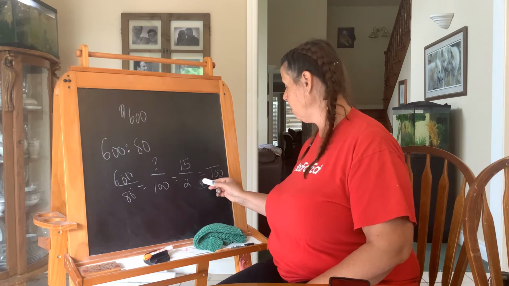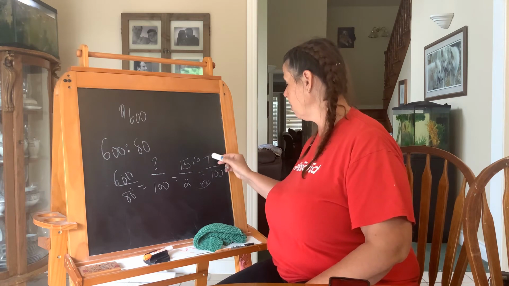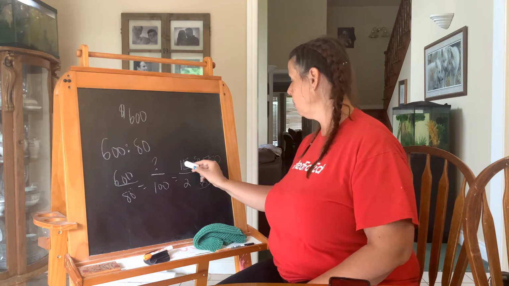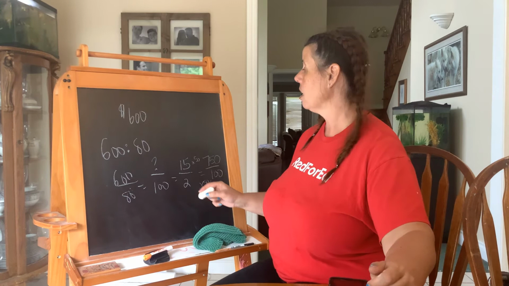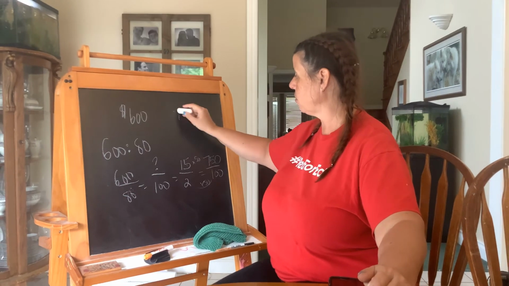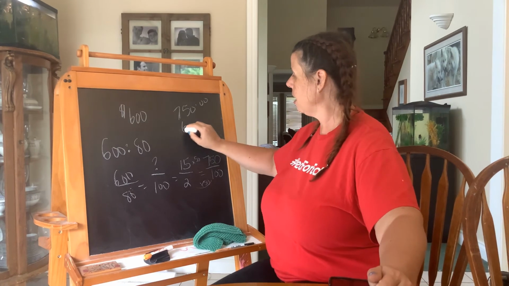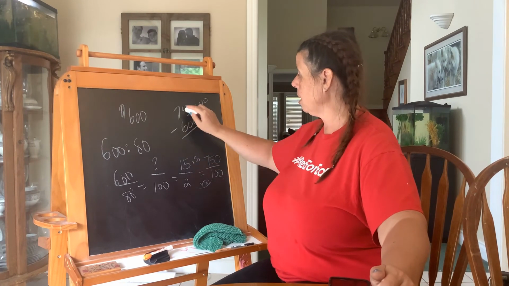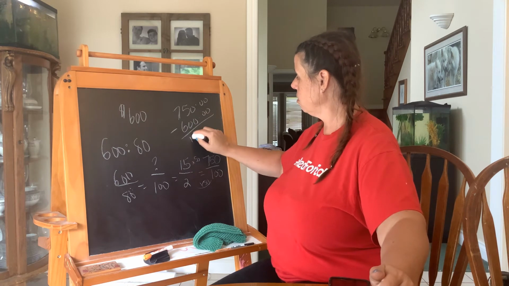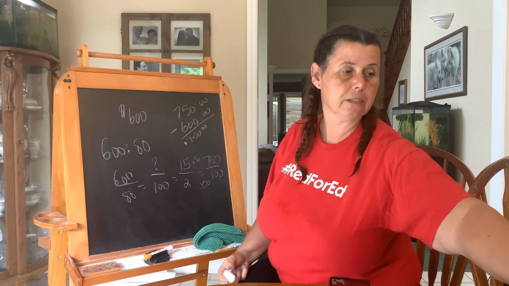So times 50 would give me 750. 15 times 50 is 750, which means the original price for the guitar was $750. She paid $600, so the money she saved was $150. Okay?